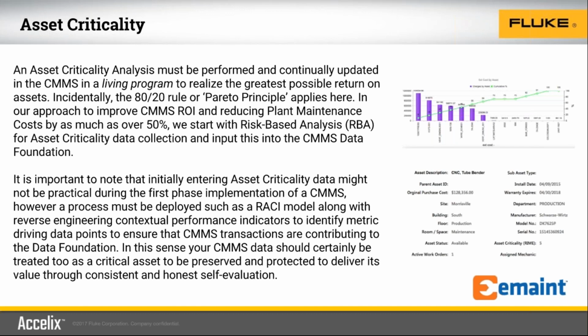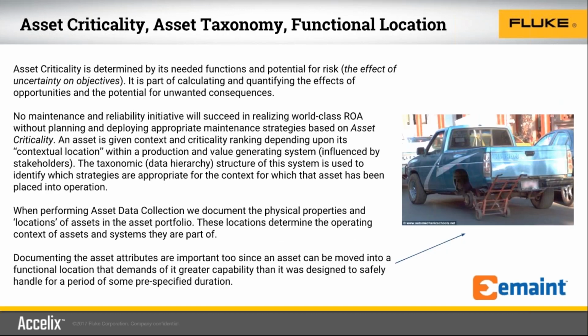And so asset criticality focuses the maintenance and reliability program on exactly where we're going to apply our resources, and that's where the 80-20 rule applies, because generally what we find is that 80% of the problems or issues are coming from only 20% of the assets. So we have to get the data, figure out where exactly we need to focus our programs. So we'll talk about asset criticality, asset taxonomy, and then functional location.